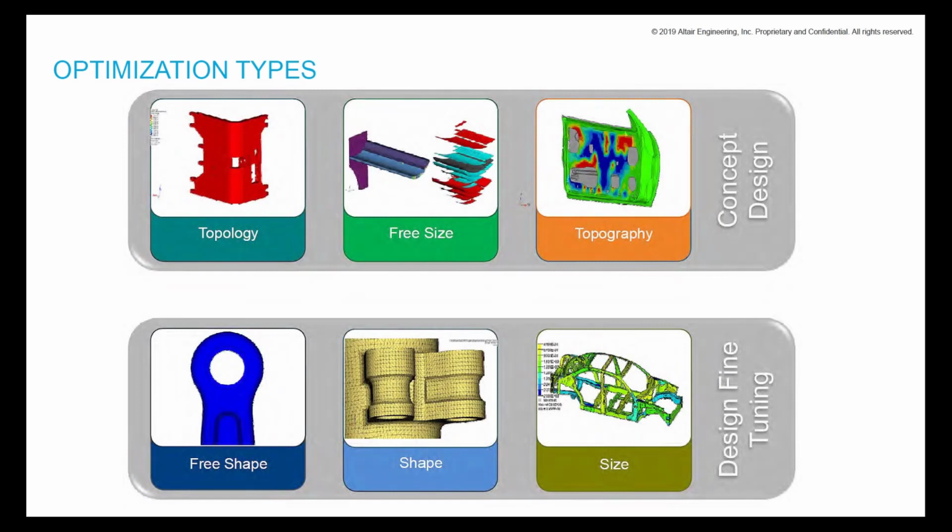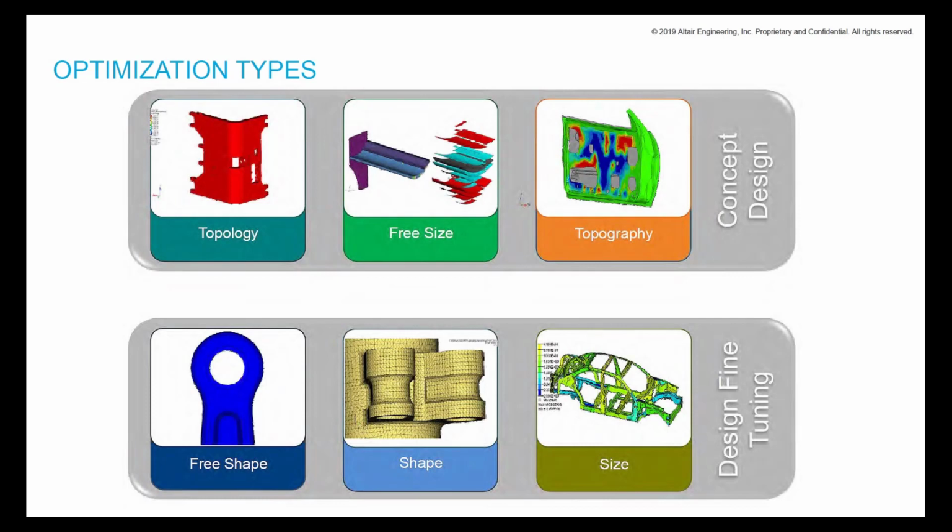There are 6 optimization types available in the concept and fine-tuning design stage. Topology finds optimized material distribution for a structure within a given package space and identifies efficient load paths. Topography is an advanced form of shape optimization that generates beads or swages on the design space.